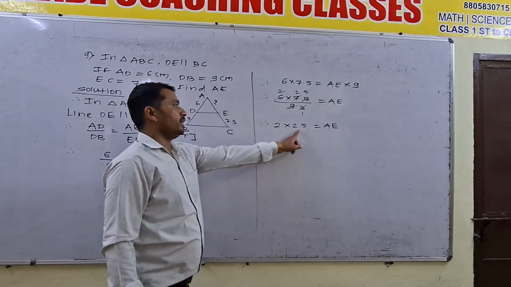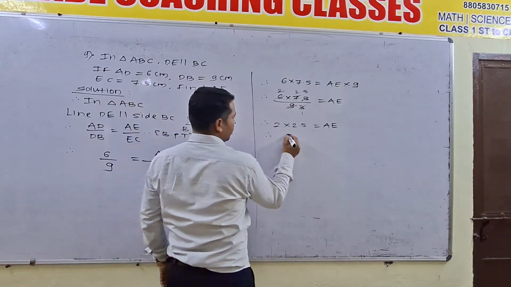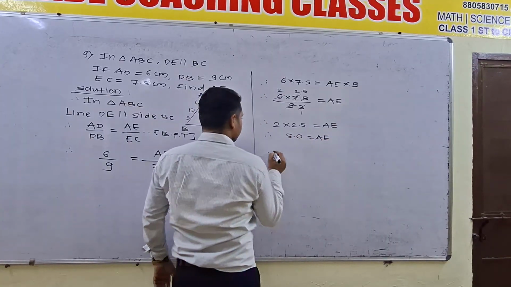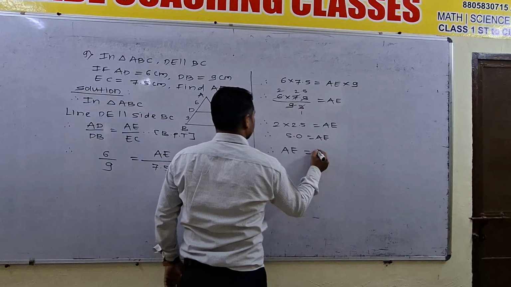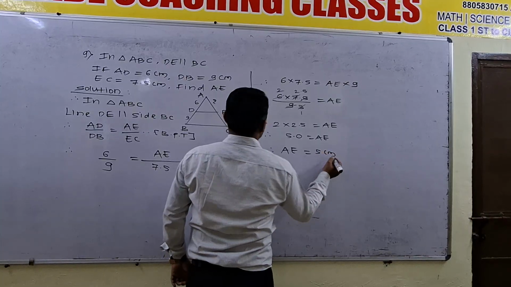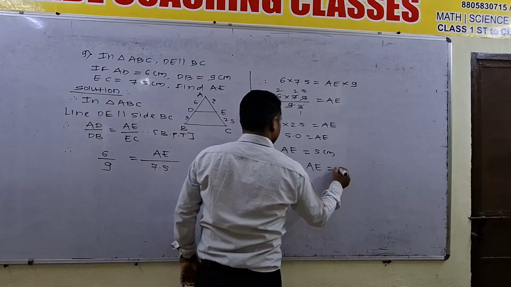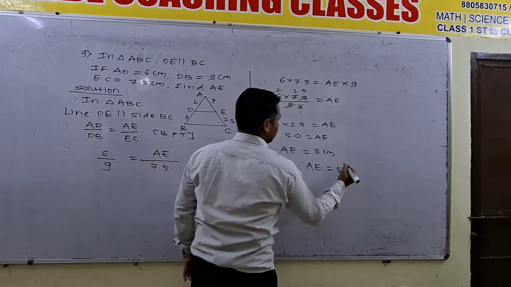Right? So 2 times 25 is 50. There is 1 decimal place. So write down here AE is equal to 5 centimeters. Answer: AE is equal to 5 centimeters. That is your right answer.